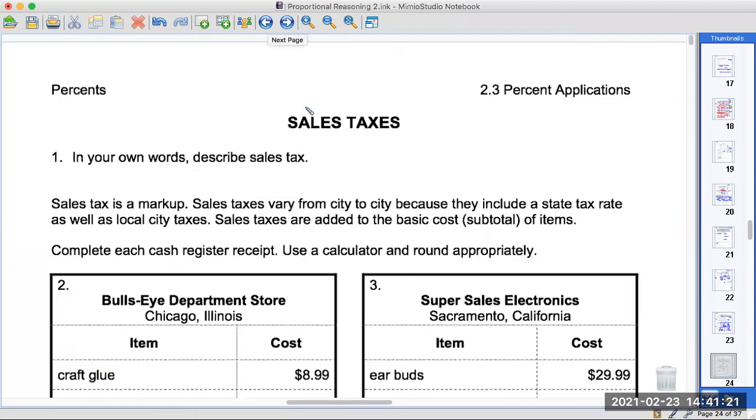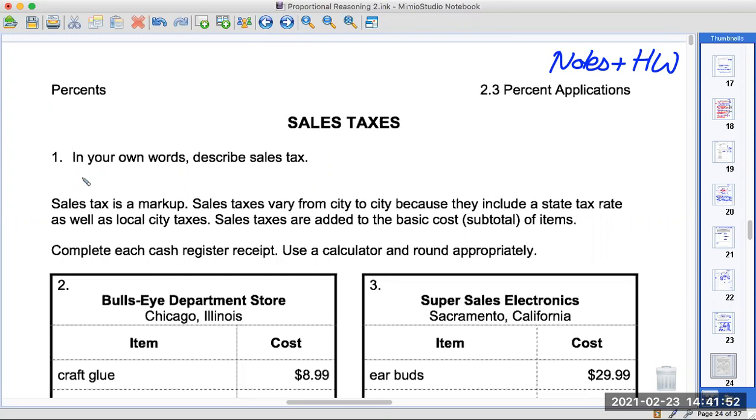Page 21 is on sales tax. So sales tax, I told you in the beginning, is something you add. Always add, unfortunately, never take away. So in your own words, describe sales tax. I'm giving you a little, you can fill this in. I'm going to give you my take on it. First of all, this is homework, notes plus homework. So you're going to do a little bit of this. In your own words, describe sales tax.